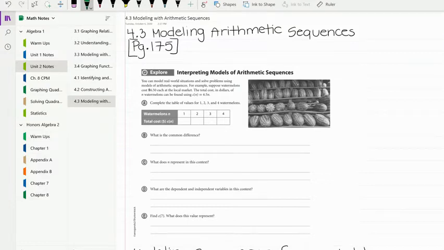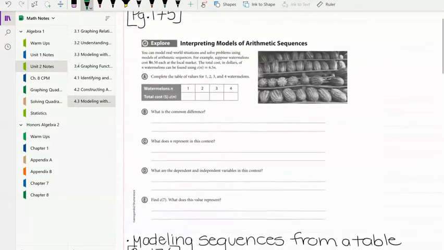Okay, so this is section 4.3, which is modeling arithmetic sequences. And these notes are going to look a little bit different because most of it we're actually using from the book, just because it was easier than drawing all these graphs and charts in. So I labeled it with the page number, which should hopefully make it a little bit easier. So we're going to start off on page 175 with this Explore.